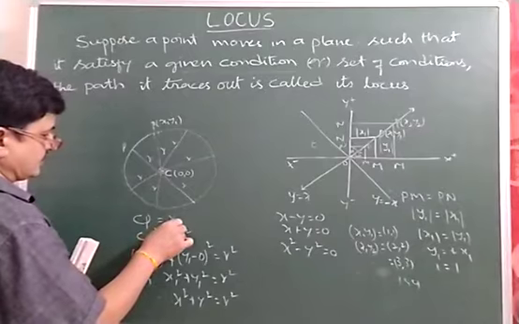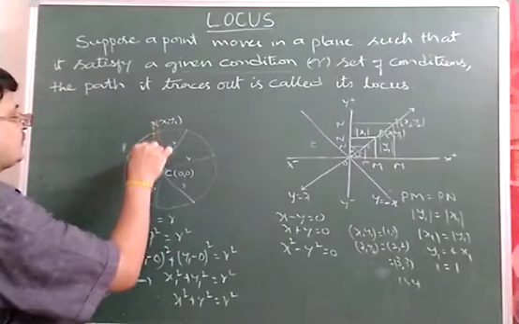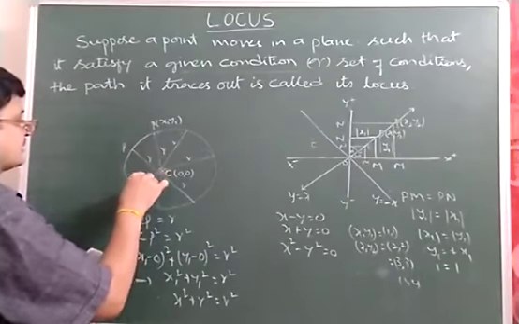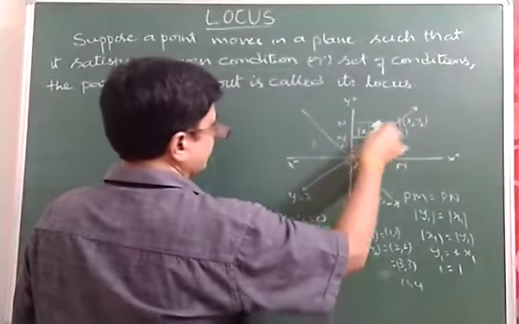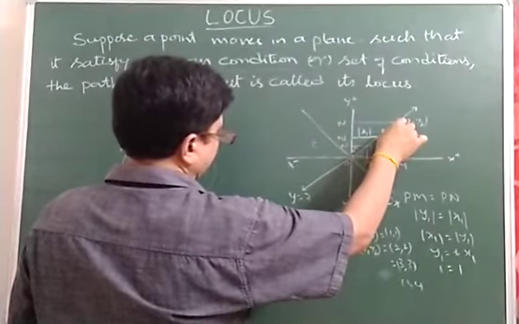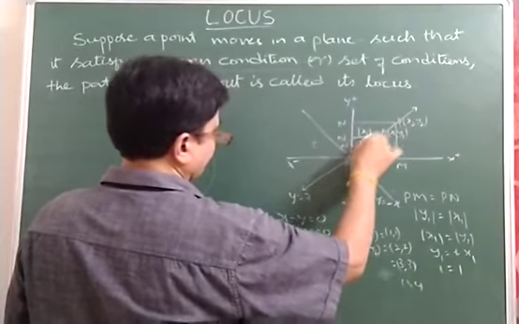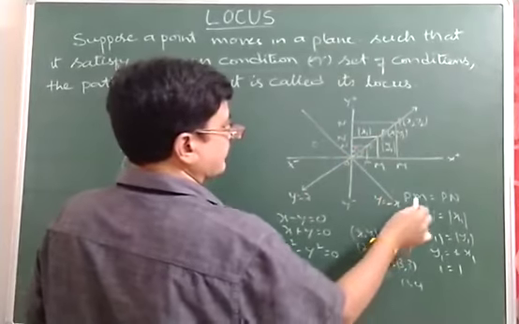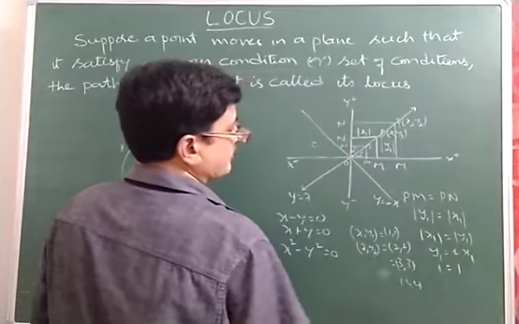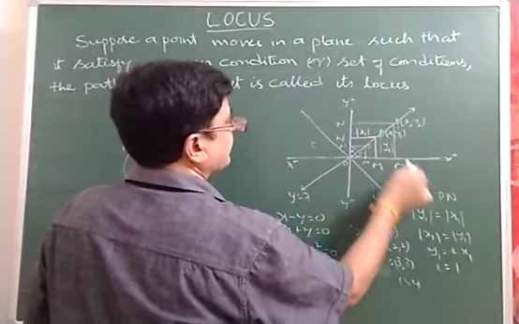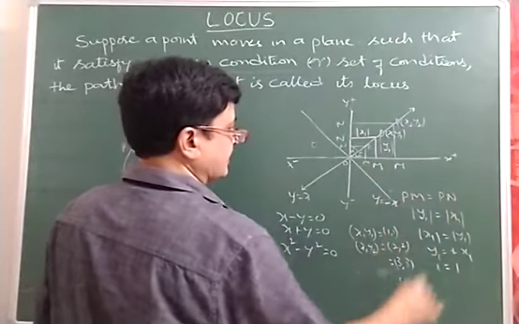Similarly, what is the geometrical condition here? The geometrical condition is that the perpendicular distances from P to the x-axis and y-axis are always equal. That is the given geometrical condition. That means PM is equal to PN. PM means mod y1 and PN means mod x1. So mod y1 is equal to mod x1. This is the given condition.